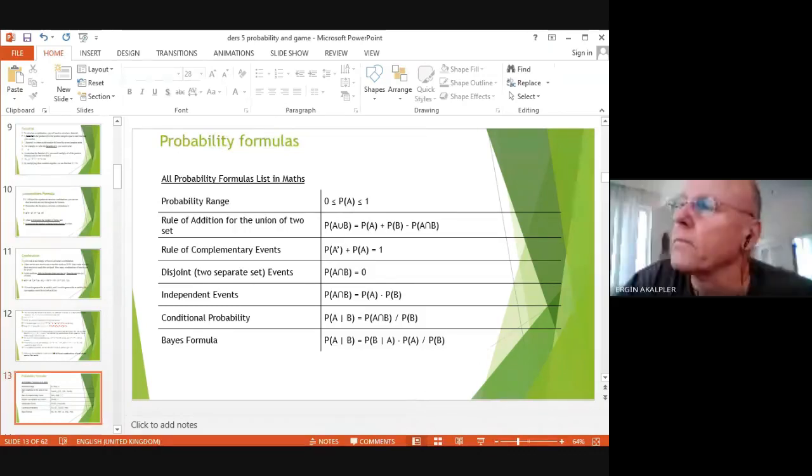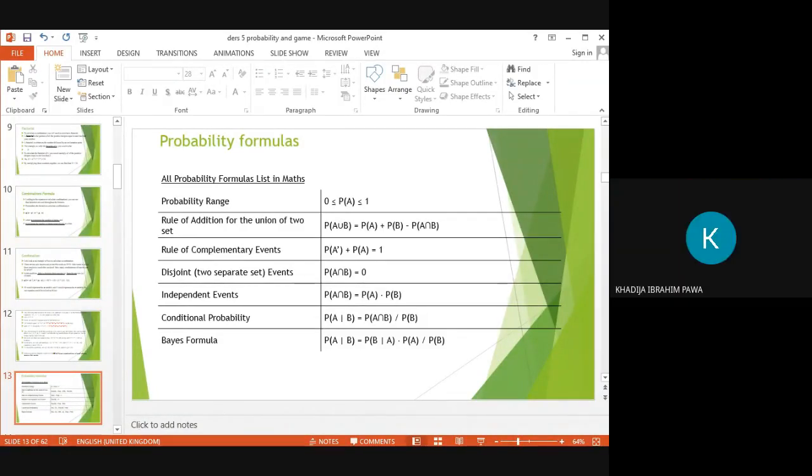Yes, I'm listening. When do two numbers intersect? I couldn't get the question. When do they intersect?